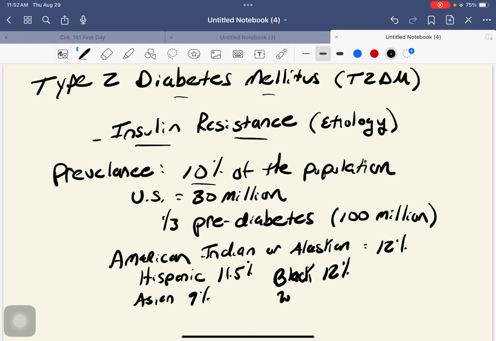And then the white population, right? Non-Hispanic white. Is hovering maybe closer to 8%. Is that the data that I have? Yeah, 7 to 8%, somewhere in that area. Okay? So you see, the purpose of the story is that there is disparity, right? Some are higher than even that 10%, some are a little bit lower, right?